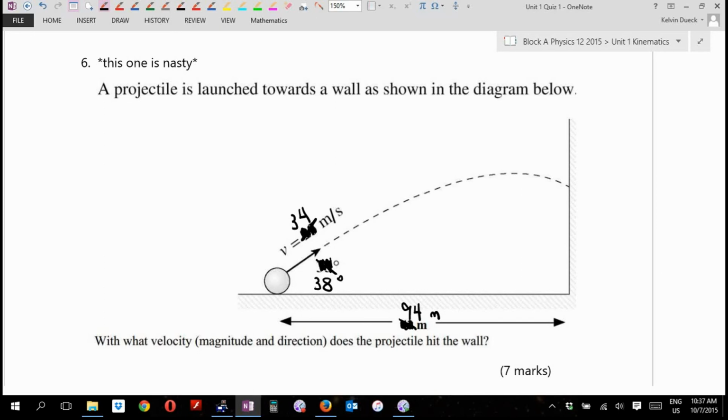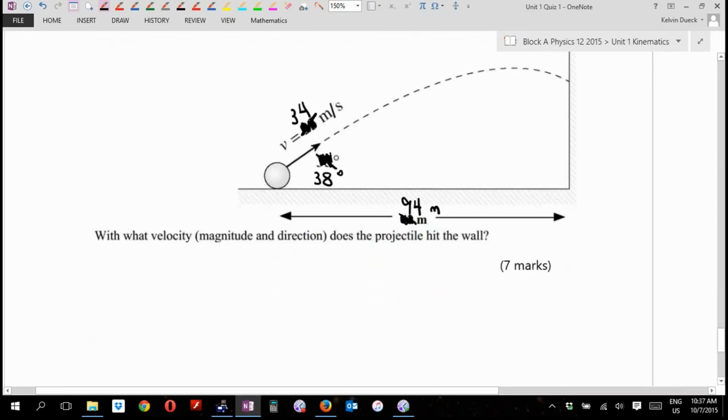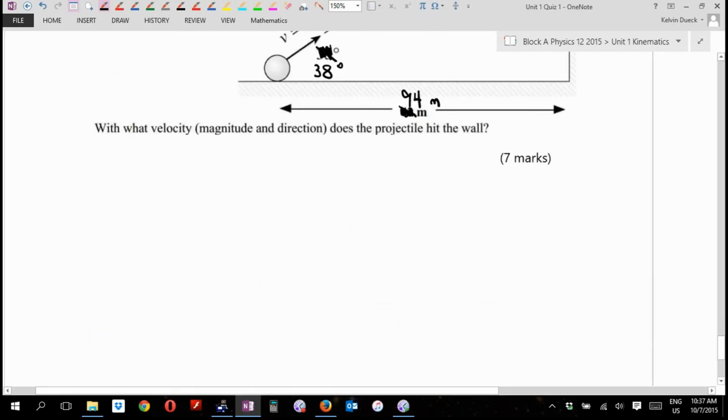With what velocity, magnitude, and direction does the projectile hit the wall? Did I say projectile? T-table. Do I see an angle? Components. 7 marks. I leave you lots of room? Okay, good. Sure, I can fit it all here.